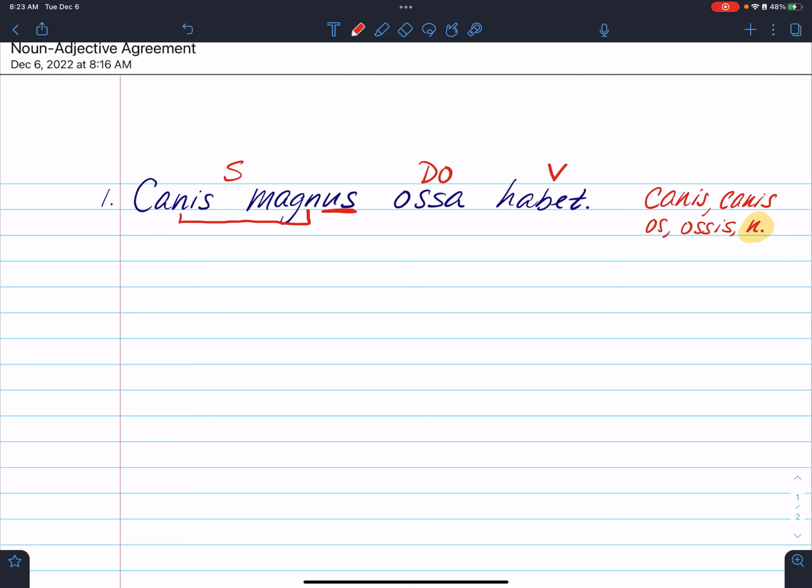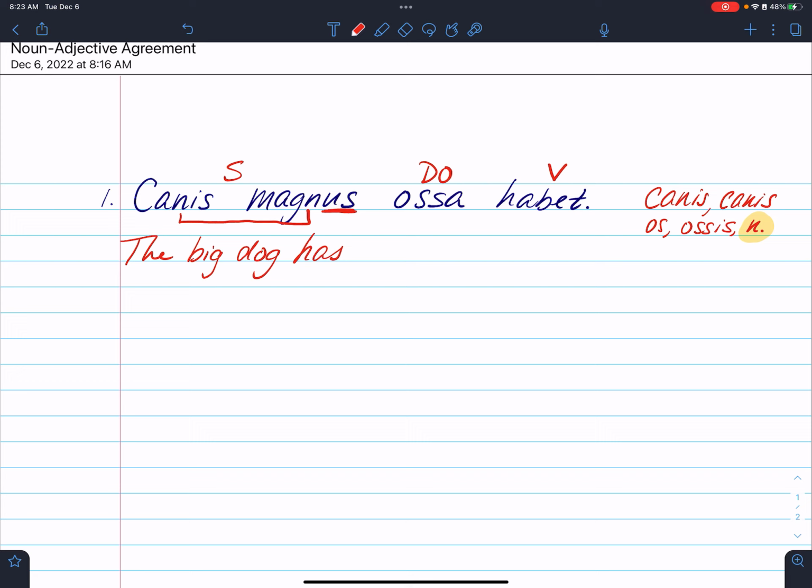So translation for this one? The big dog. Has. I'm guessing two. Has a bone. Are you sure? Has a bone? It has, they like it. It has, it's the, has.